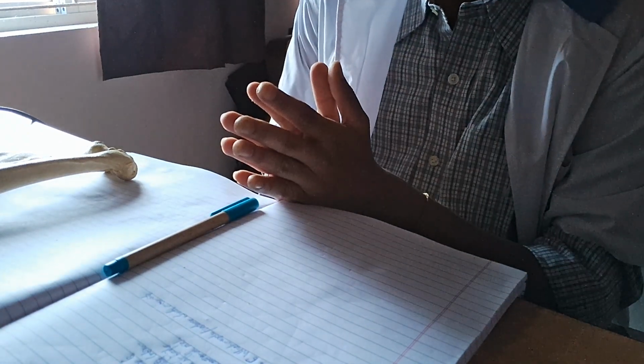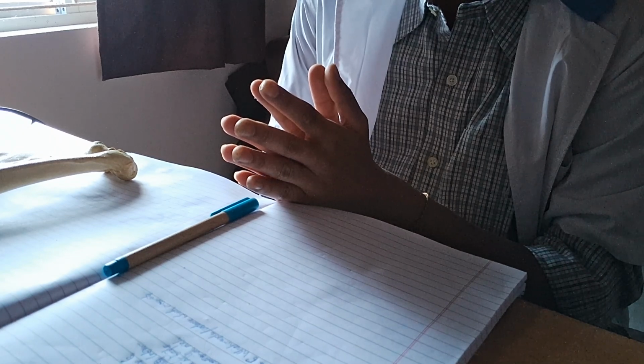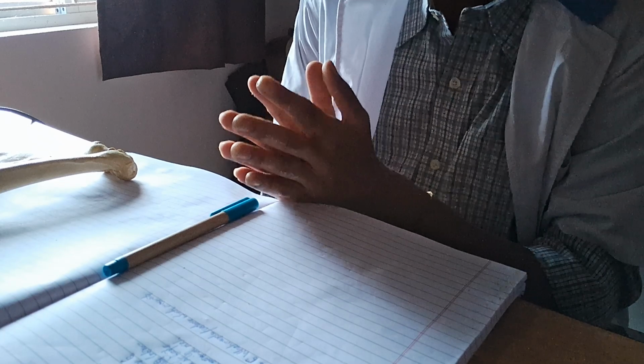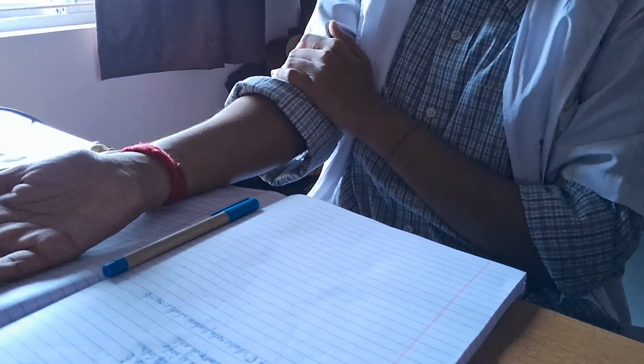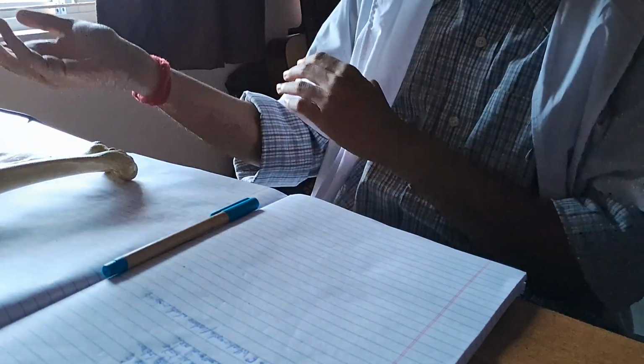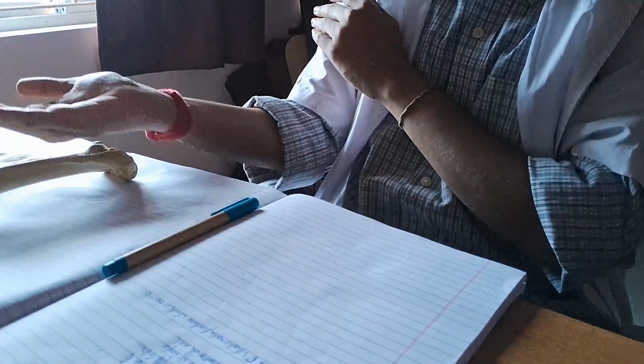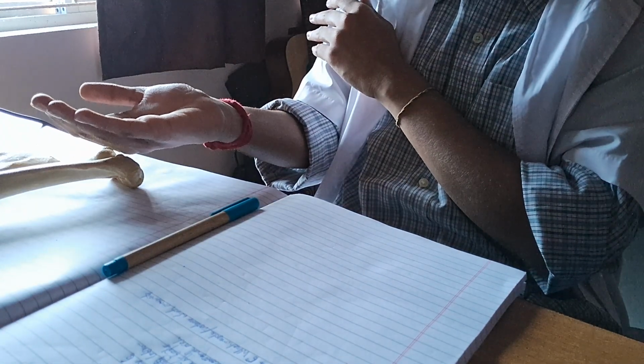In that position, abducted and externally rotated, in this position actually. External rotation means this, right? Now I forgot to mention medial and lateral rotation. So keeping your hand like this, this is medial rotation and this is lateral rotation.